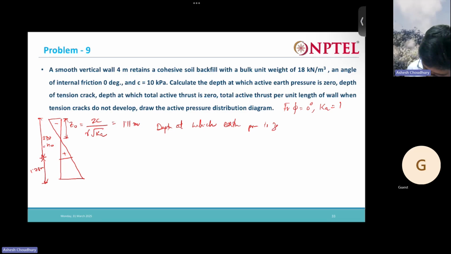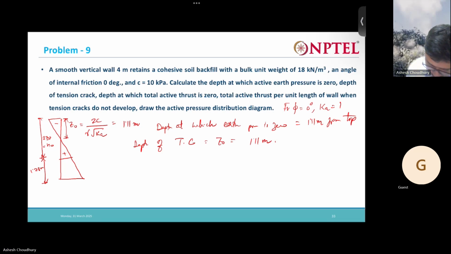Pressure is 0 at 1.11 meter from top. Obviously it's depth, so from top only. Now the depth of tension crack is also Z naught, so 1.11 meter. Then the depth at which total active thrust is 0. Total active thrust is 0 means total 0 means depth.